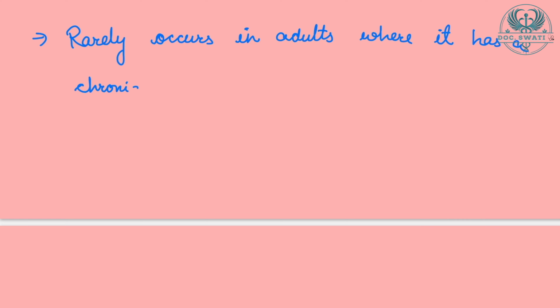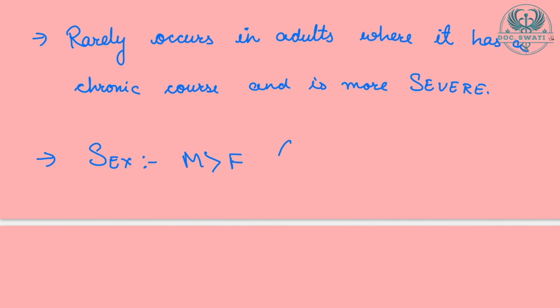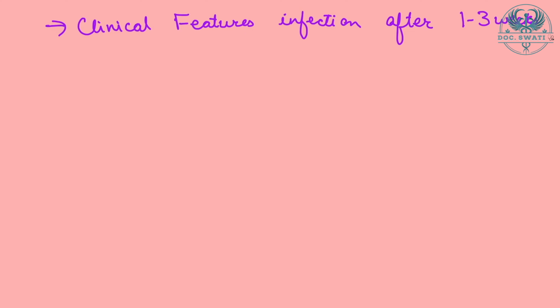It rarely occurs in adults, where it has a chronic course, and this is more severe. The males are affected 1.5 times more than females by HENOCH SCHÖNLEIN PURPURA. The clinical features of the infection occur after 1 to 3 weeks. So let's start the discussion of the clinical features. Let's begin with the tetrad.